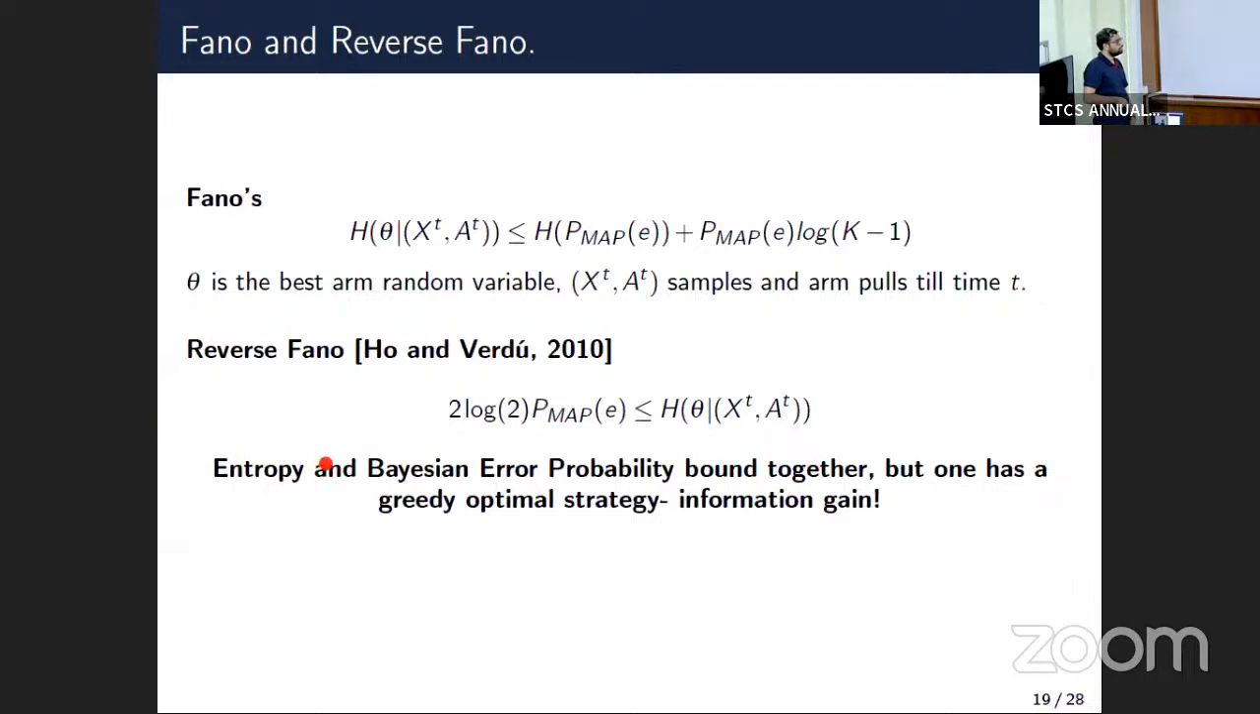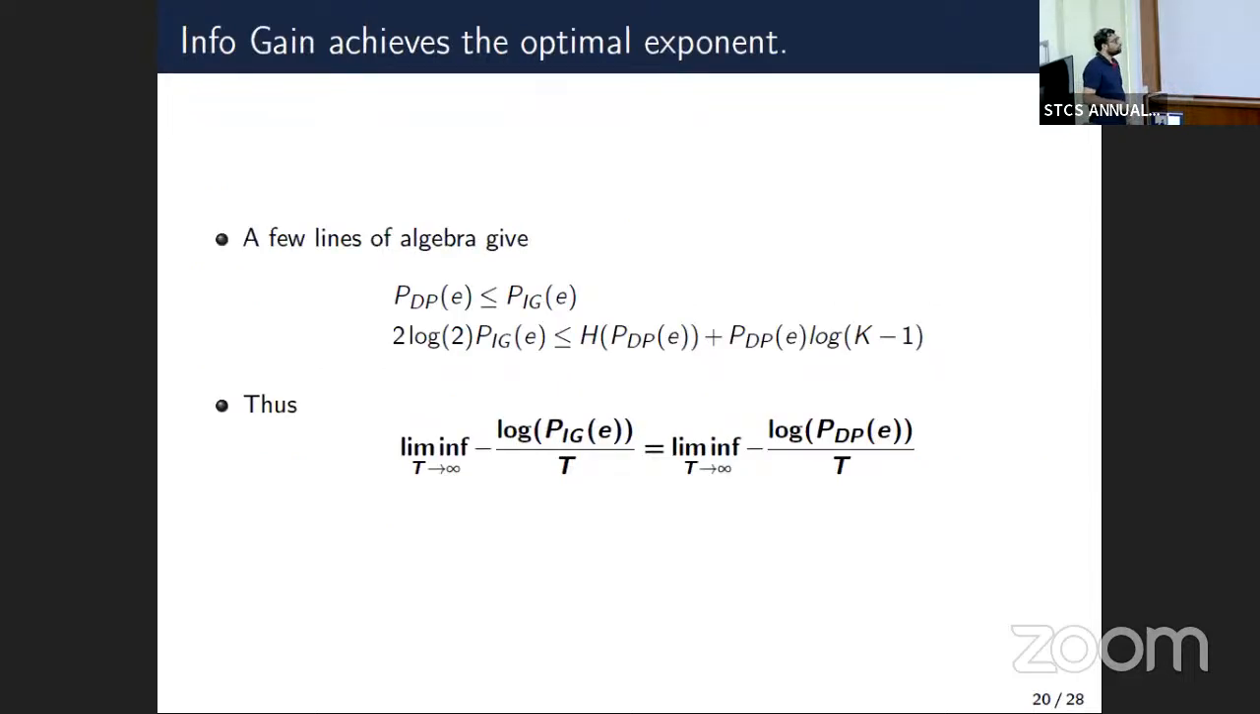But the interesting thing is that when you're minimizing entropy, there exists a natural greedy optimal strategy, which is information gain. At each step of the algorithm, you have a posterior which is evolving. At time t, you pull the next arm which minimizes, in expectation, the posterior entropy of the best arm. That is the notion of information gain. It is greedily maximizing the information between the next sample and the best arm random variable. A few lines of algebra will then show that the optimal Bayesian exponent is also achieved by the information gain algorithm, because of the upper and lower bounds given by Fano and reverse Fano.